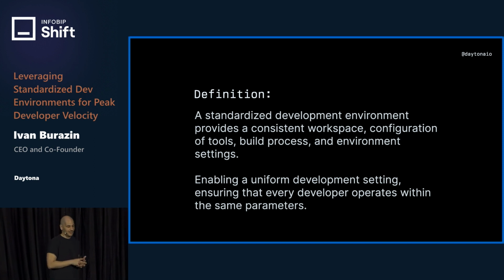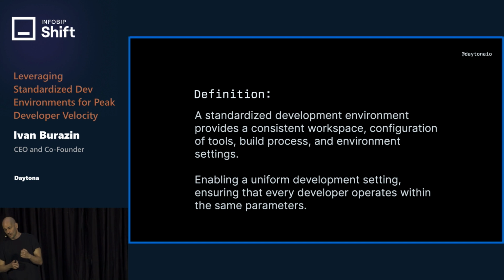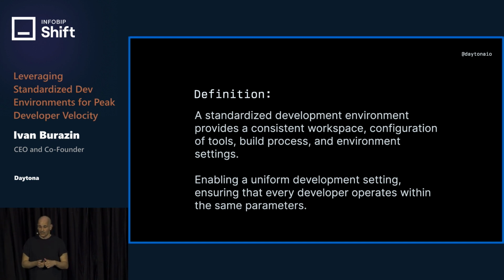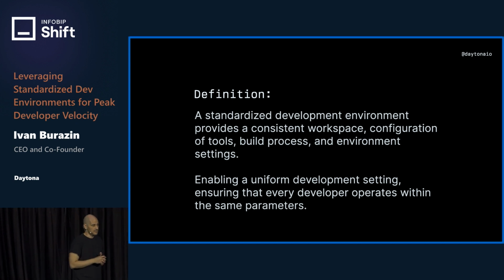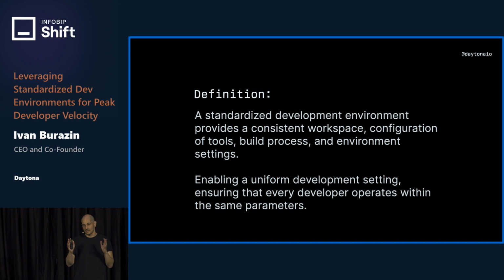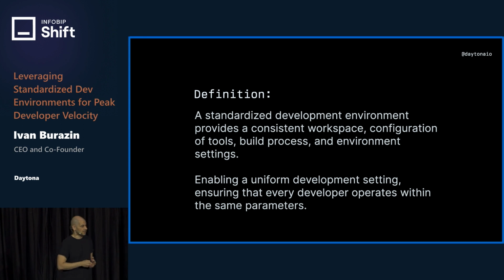So the definition, as we wrote it, is: a standardized development environment provides a constant workspace, configuration of tools, build processes, and environment settings, which enables a uniform development setting, ensuring that every developer operates within the same parameters. And so this sort of defines the constraints. And I think I'm missing something with how those constraints help the speed, but we'll get there with the definition. And so how does this help you all?